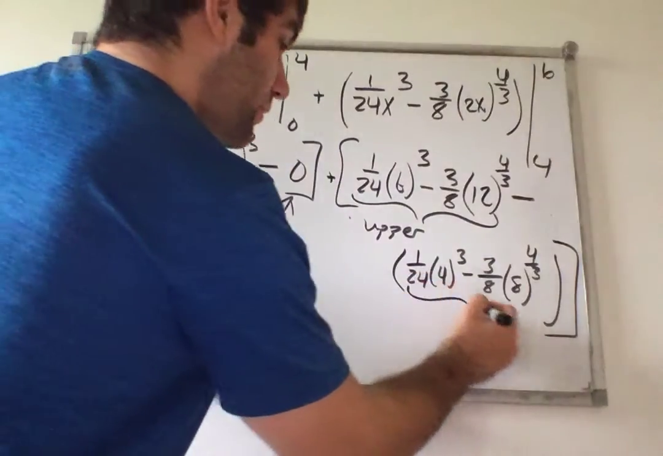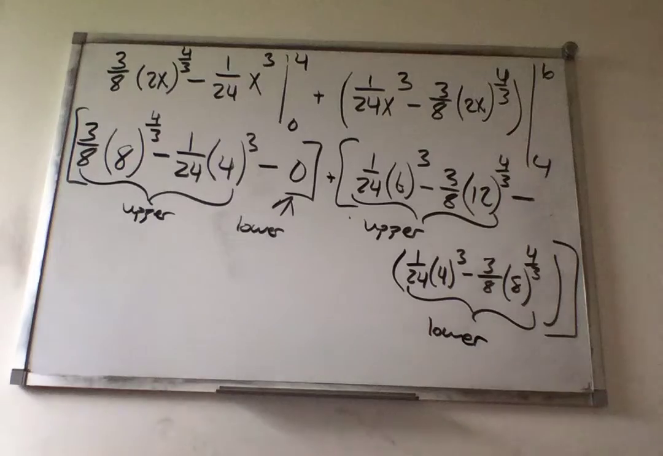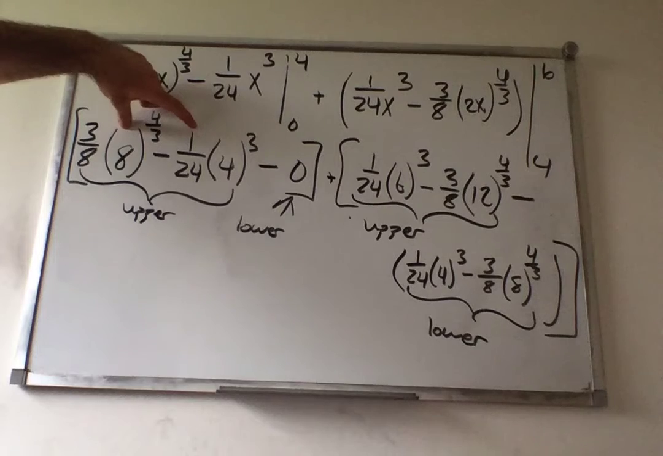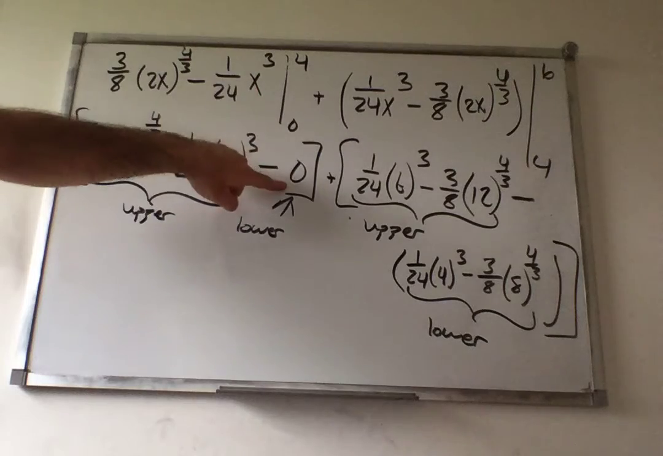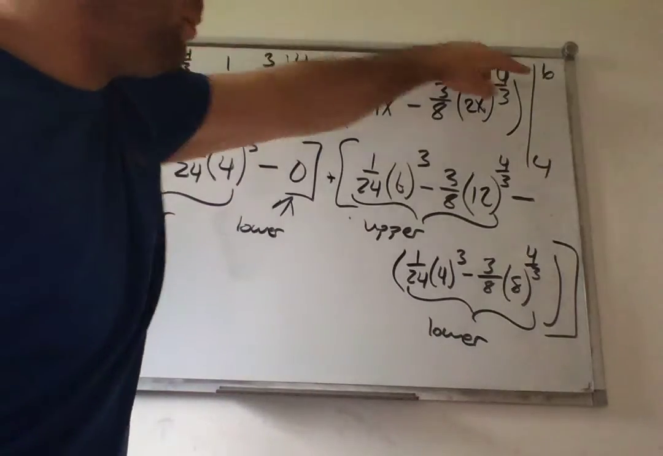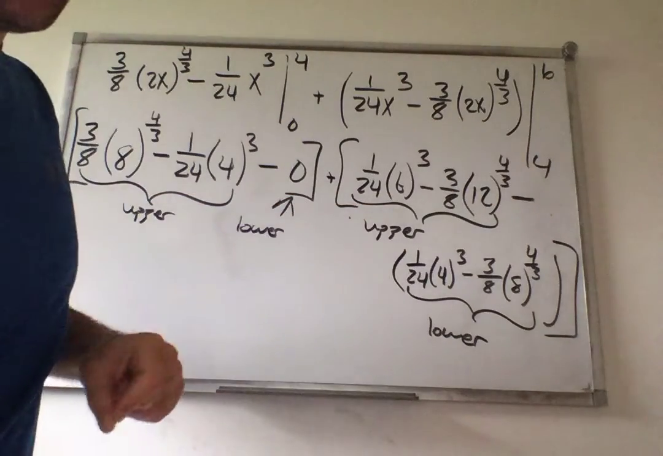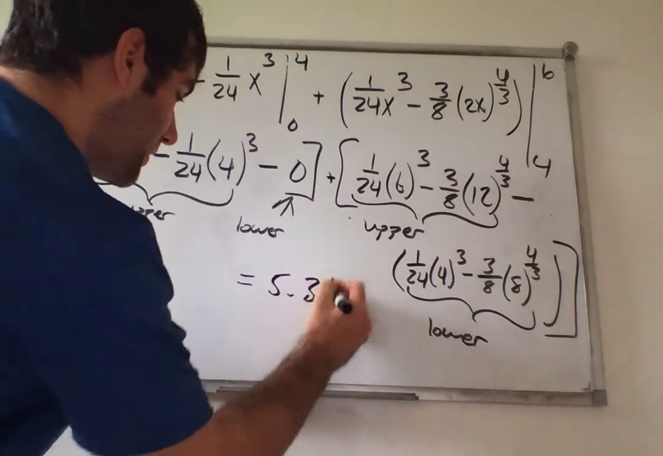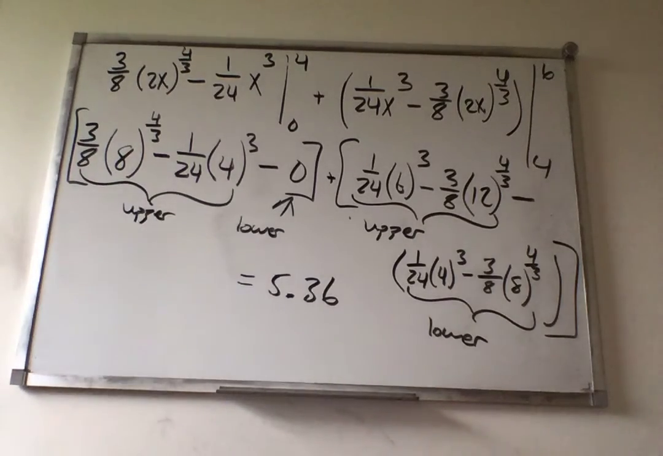And right here, that's the lower endpoint. So I plugged in 4, and that gave me my upper limit evaluation for our first integral. Then I plug in 0, you get 0. Then for this one, I plug in 6, and that's where this is coming from. Minus, I plug in 4, there's my lower evaluation. Now, if you were to punch this on the calculator, you get about 5.36. That would be the area, okay? 5.36, enclosed between both curves.